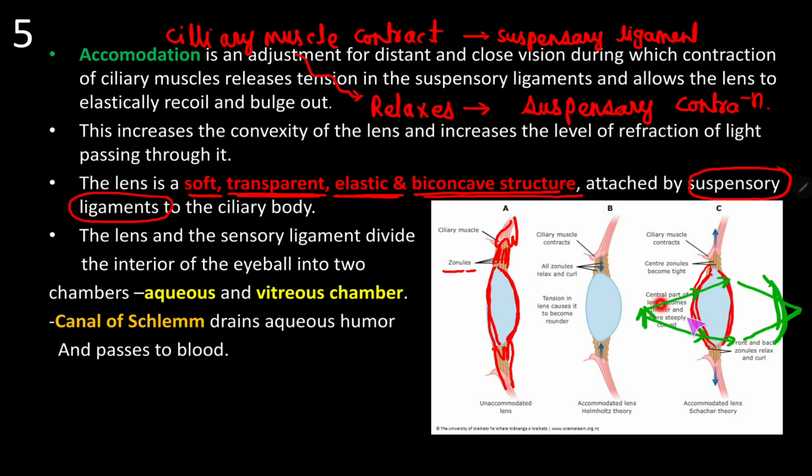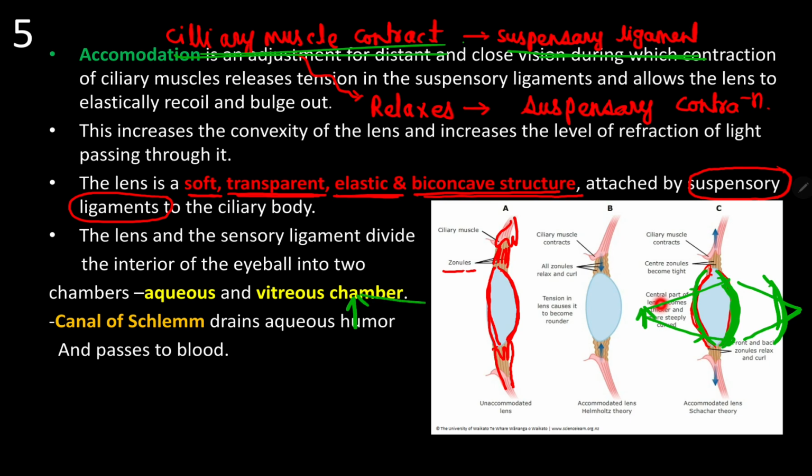So when the object is near, we have to increase the thickness of the lens, we have to make it more globular. For that, the suspensory ligament has to relax and our ciliary muscle has to contract. Fine or not?